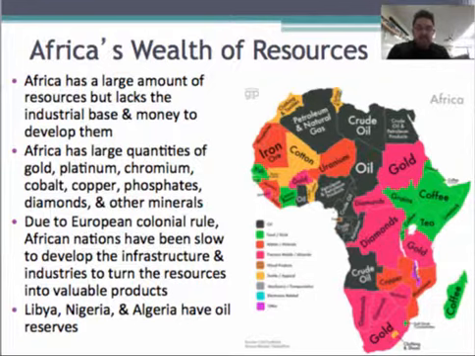In the 19th and 20th centuries, European colonial rulers developed Africa's natural resources for export to Europe to manufacture goods there. As a result, many African nations have been slow to develop the infrastructure and industries that could turn these resources into valuable products. The countries of Libya, Nigeria, and Algeria are among the world's leading petroleum producers. Other countries such as Angola and Gabon have huge untapped oil reserves. Libya, Nigeria, Algeria, and Angola continue to produce over 7% of the world's oil.